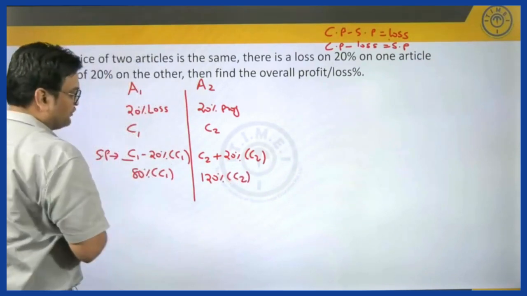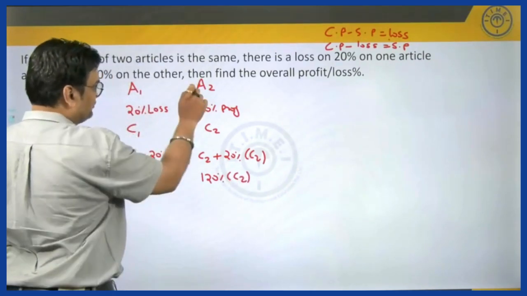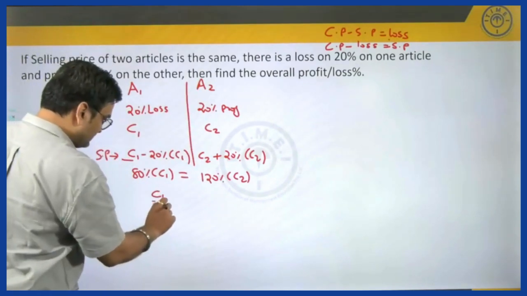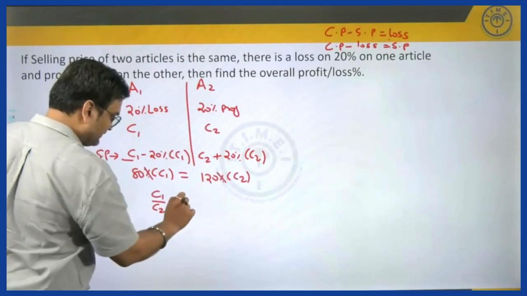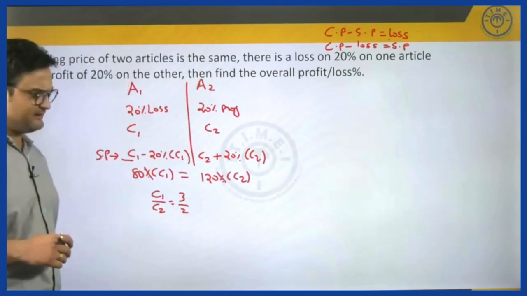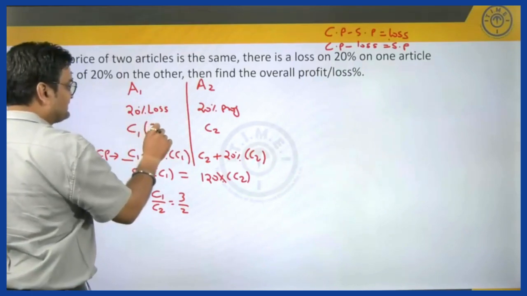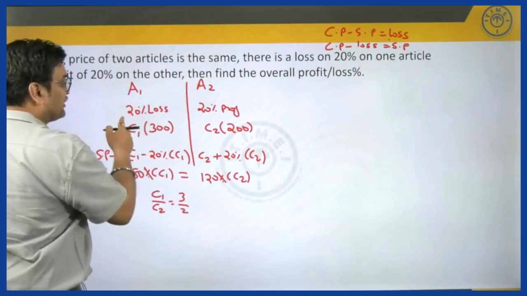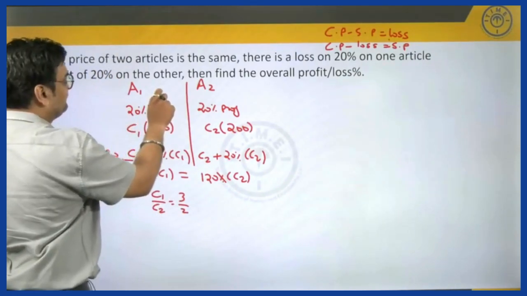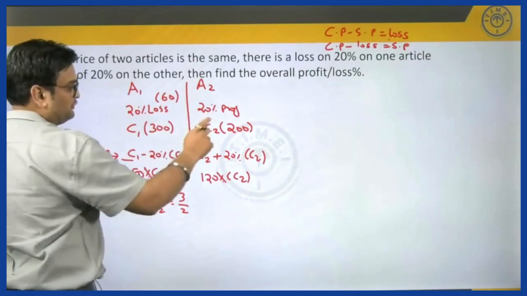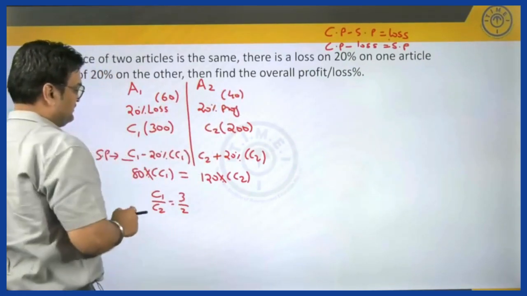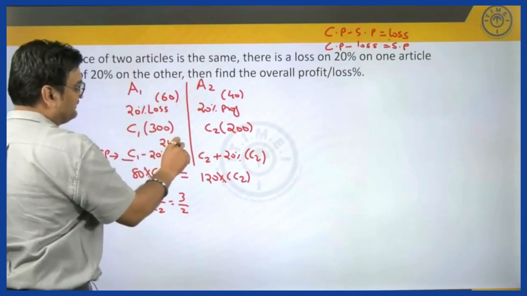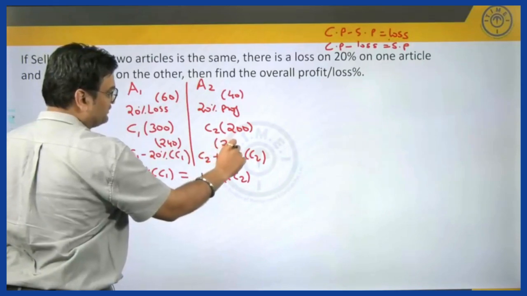Both should be equal, right? So when you put them equal, we get a relation between C1 and C2: C1 by C2, when you simplify, is nothing but 3 by 2. So 3 by 2 means what? If I take this as 300 rupees, this is going to be 200 rupees. That means the loss here, 20% of 300, is 60 rupees loss. Here the profit is going to be 40 rupees profit. So your selling prices in each case are going to be 300 minus 60, 240 rupees, and here it's going to be 240 rupees.